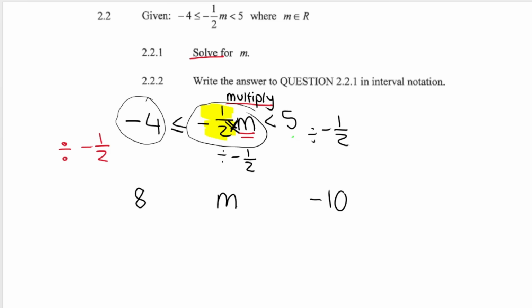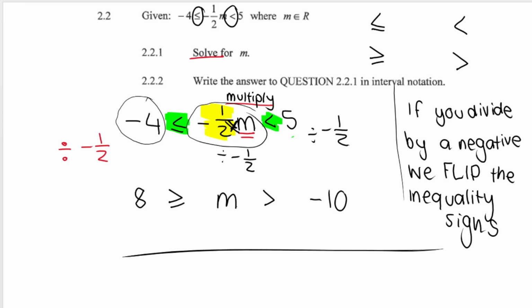Now, this is a rule when it comes to inequalities, the most important rule. When you divide by negative, you have to flip the inequality sign. So if the inequality sign was going this way, when you divide by negative, it must flip around. This one was going this way. When you divide by negative, it must flip around. When we divided by negative, the mouth is going to face the other way.